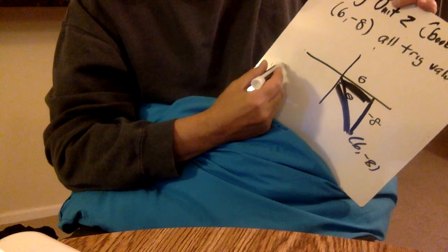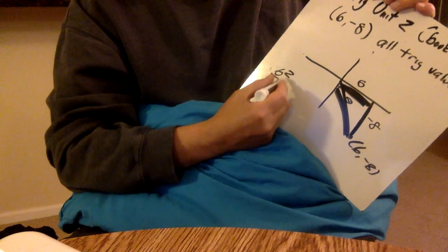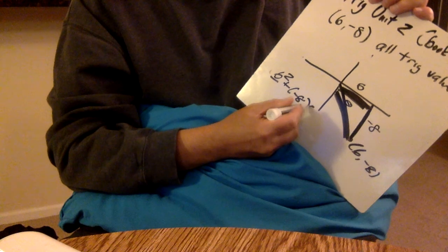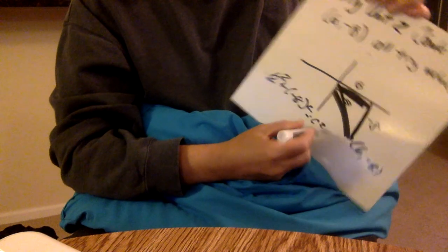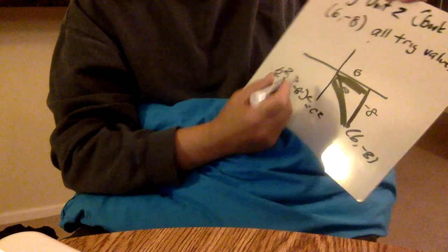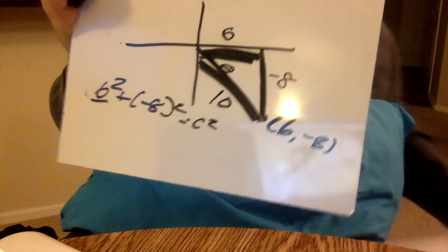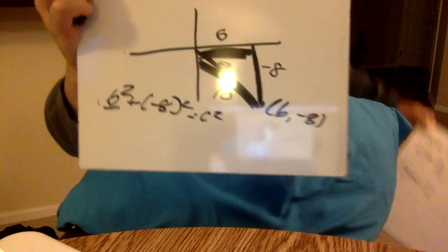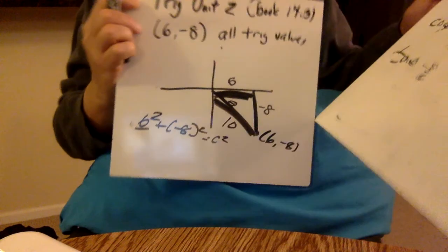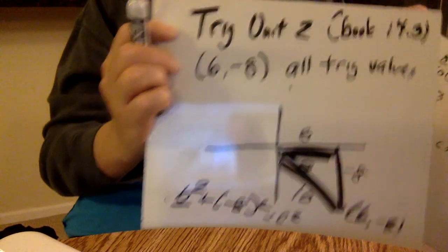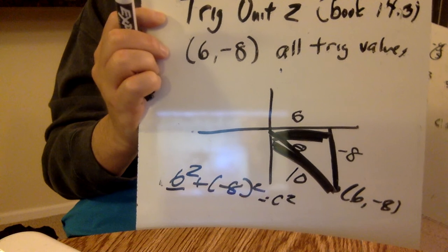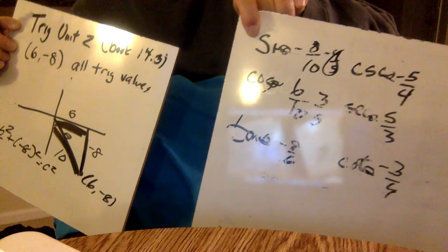And now I'm going 6 squared plus -8 squared equals c squared. Pythagorean theorem, save you the time. Our value is 10. Well, originally the answers weren't just all printed out for you, but now they are. So the sine is opposite over hypotenuse, -8 over 10.